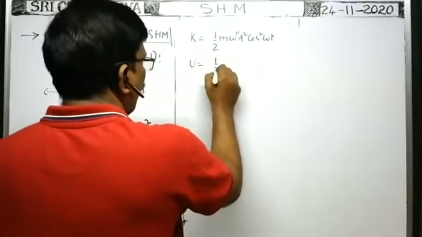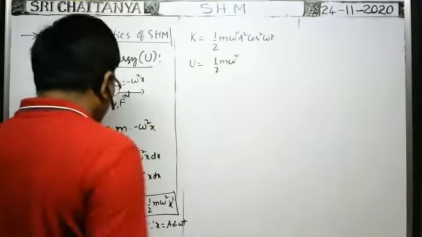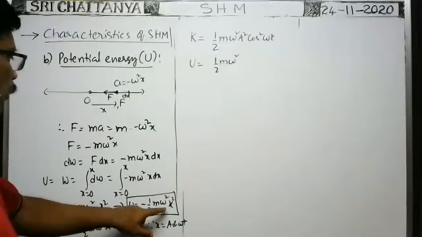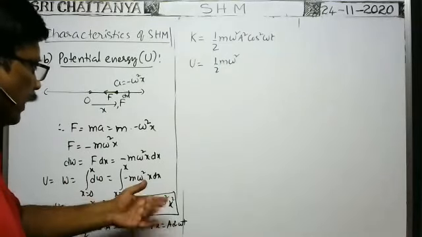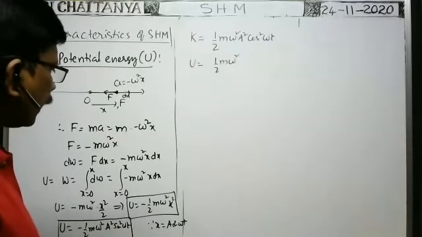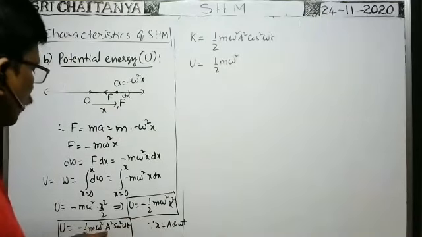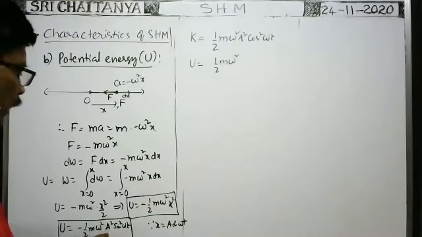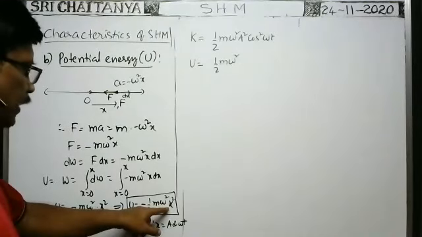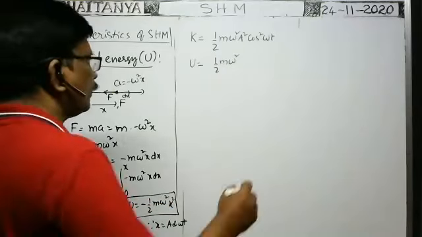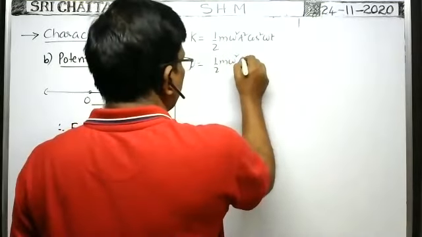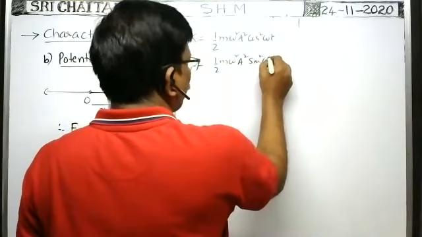Next, potential energy in magnitude is half m omega square x square at any displacement x. In terms of time, x is equal to a sin omega t, so x square is a square sin square omega t. That's why potential energy is half m omega square a square sin square omega t.